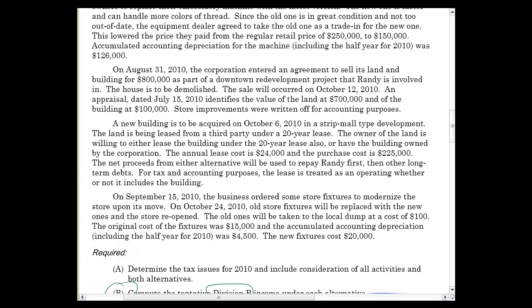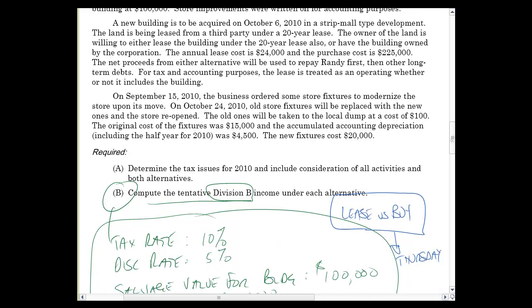Okay, so what we're going to do is walk through this question and figure out what it is that we need to do. Part A says determine the tax issues for 2010 and include consideration of all activities and both alternatives. So what is it referring to? What are these alternatives that are being referred to?